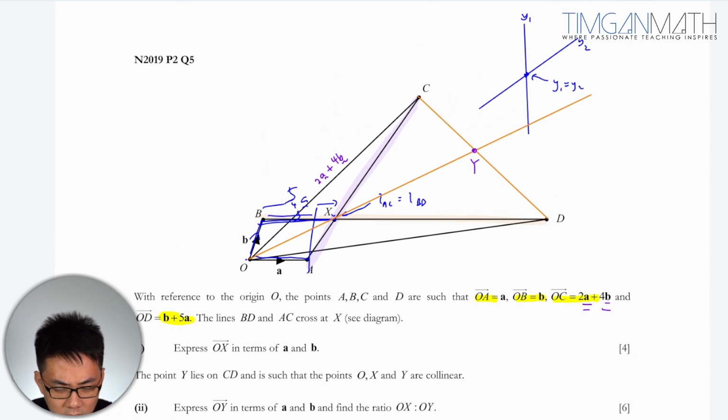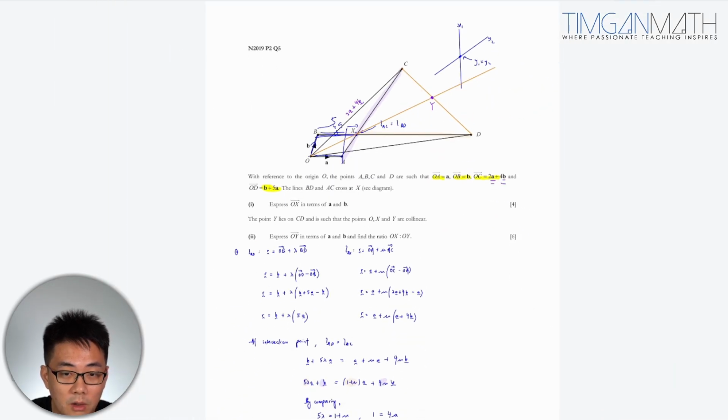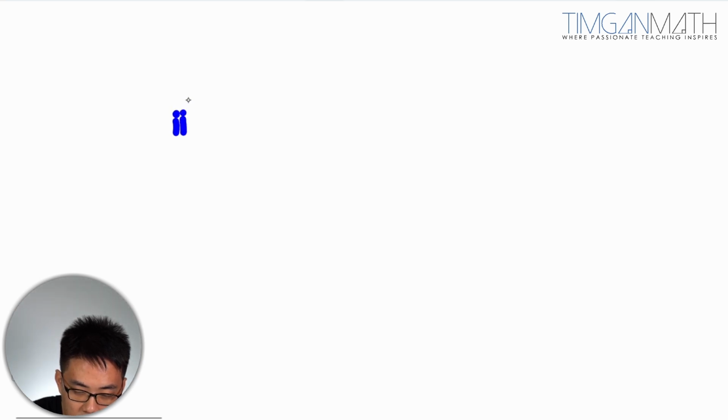So I think you're going to use a similar concept here. Rather, we're just going to find what is the line of CD here and just intersect with the line equation of OX. We can actually find OY. Alright. So let's look at that. I'm going to just find out what is line CD first. So this case here for part 2. Okay. I'm going to find what is line CD.